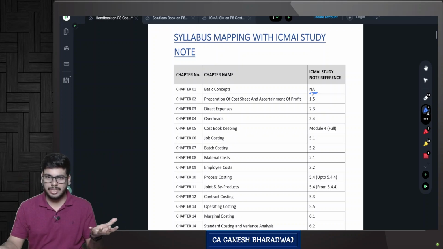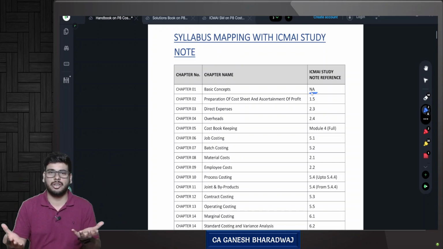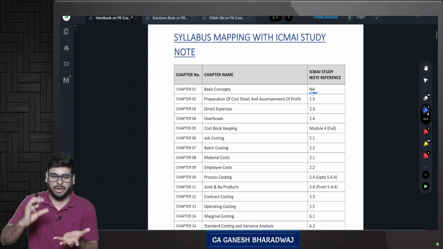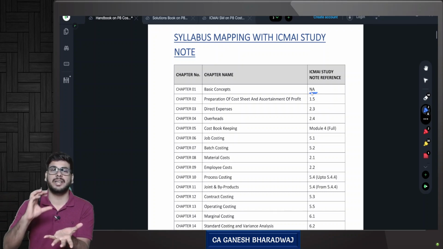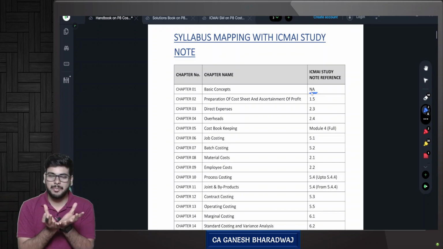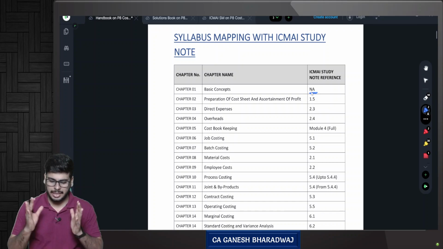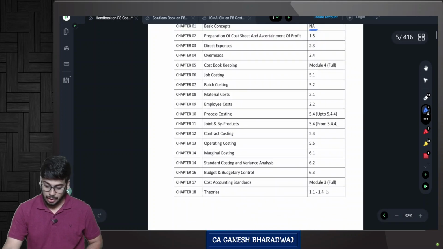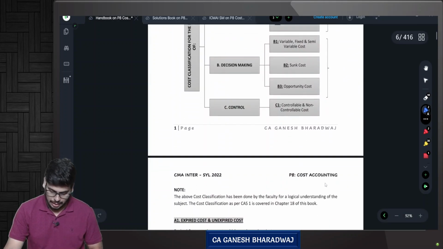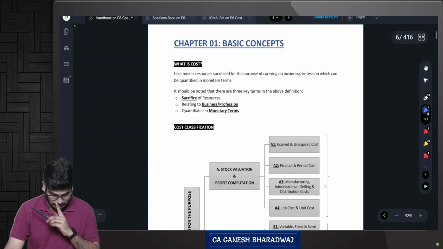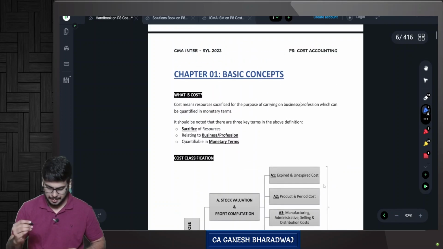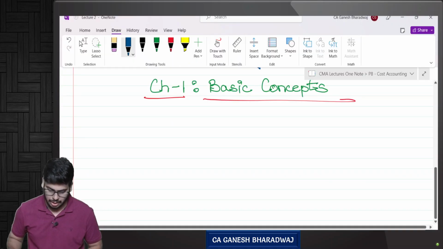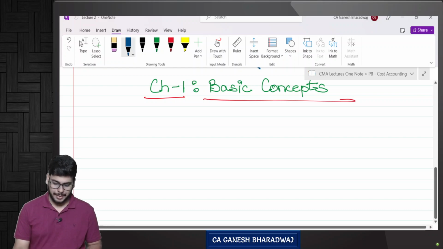So if the base is not strong, if the foundation is not strong, then the building will not be strong. So have this in your mind. This is where you are going to learn the subject. The beautiful way to introduce you to the subject is by way of basic concepts. So please don't omit this chapter for sure. Okay, so please take this page number 1, that is your basic concepts, and let me just get started with it.